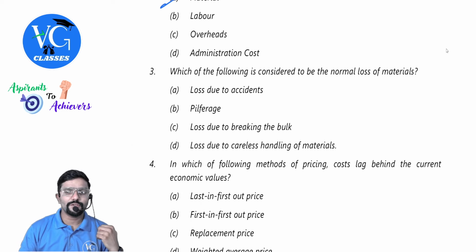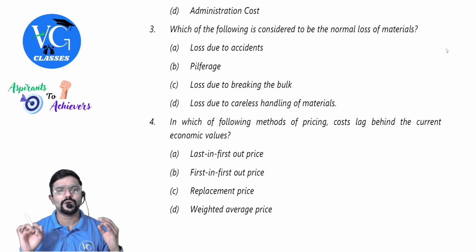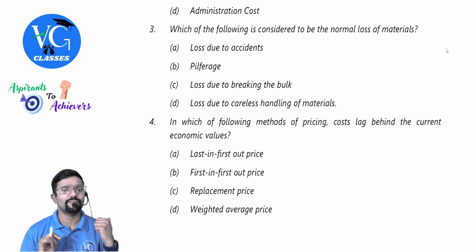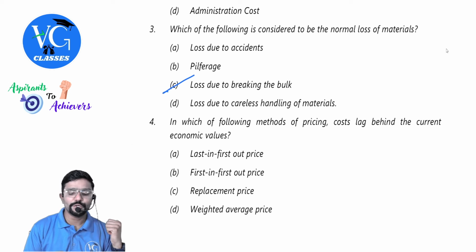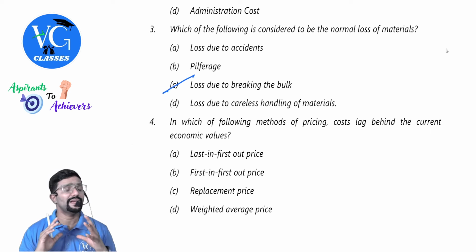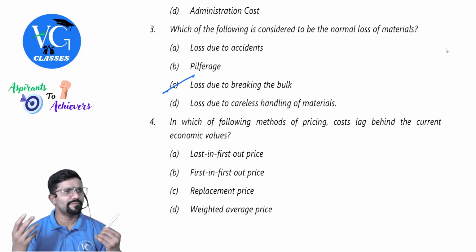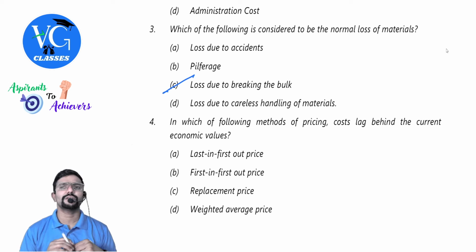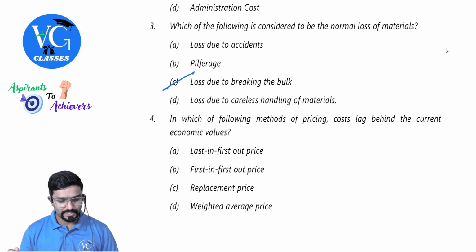Then, which of the following is considered to be the normal loss of materials? Loss due to accidents, pilferage, loss due to breaking the bulk, or loss due to careless handling of materials. The answer is loss due to breaking the bulk. That is when we are handling the units in bulk. If 1 lakh kgs or 10,000 kgs are there, maybe one or two or a few units we may lose because of the breaking.